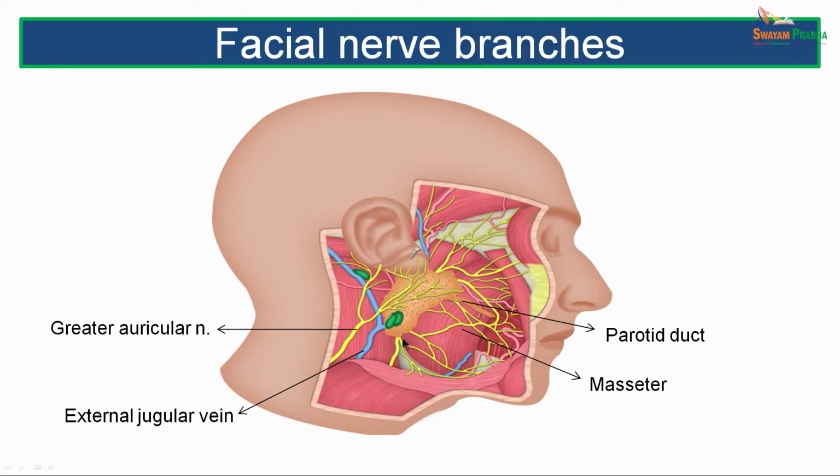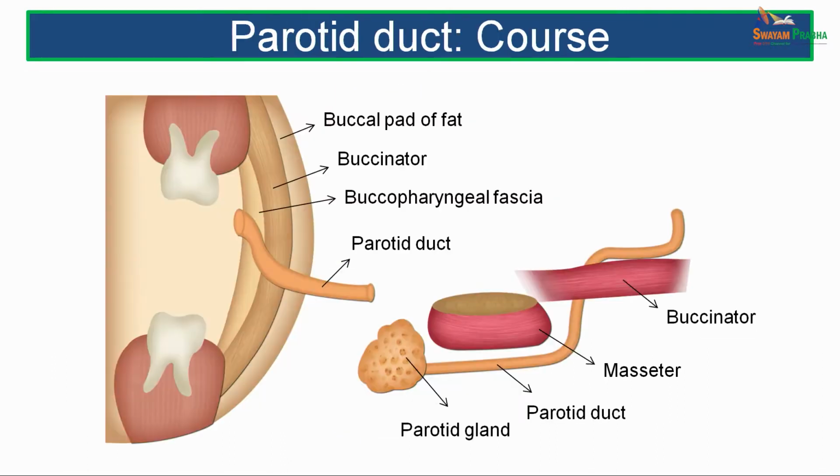We see here the parotid gland, and this is the parotid duct, which leaves it via the anterior border, travels on the masseter muscle, and at the anterior border of the masseter, it goes deeper by passing through the 3 B's: buccal pad of fat, buccopharyngeal fascia and buccinator muscle, and then has an oblique course up to its opening at the upper second molar tooth.